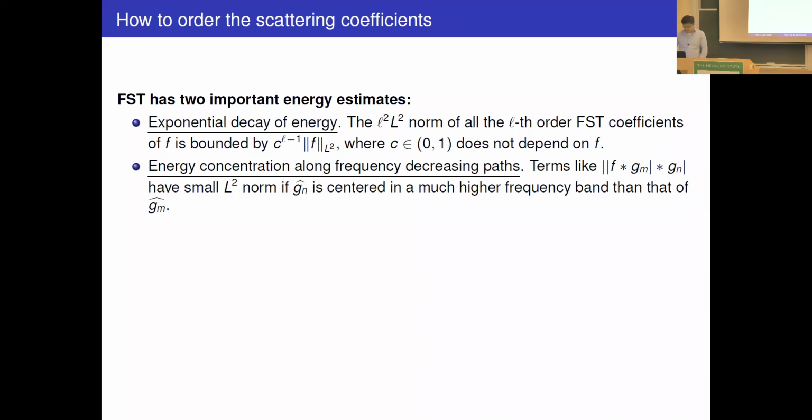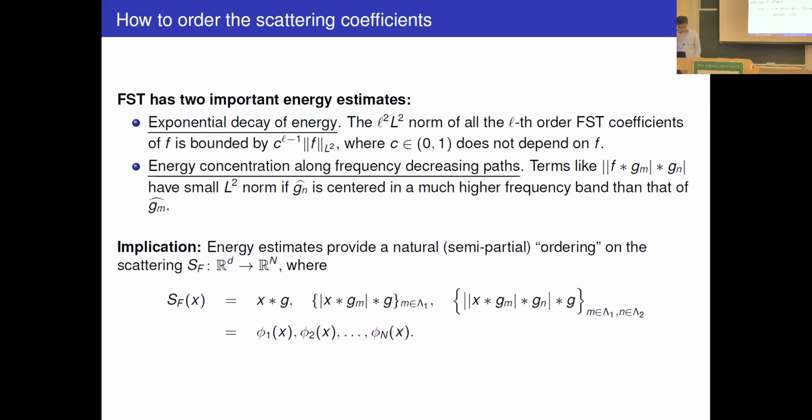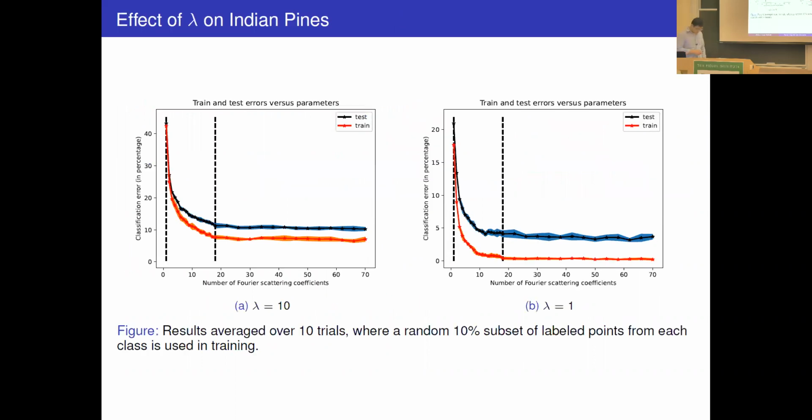The reason I'm bringing this up, partially, is that to talk about parameters and increasing the number of parameters, we have to fix an ordering. But these energy estimates provide us with a natural semi-partial ordering of these coefficients. And so let me show you what happens.